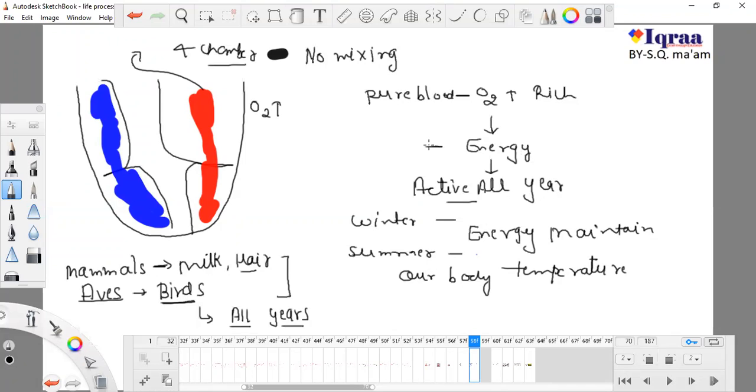So energy is produced in this type of organism in very good amount, because there is no mixing of blood, and this oxygen rich blood is passing all over the body every time. So they are active in winters and they are active in summers. That is activation, because the energy supply is very good each and every time.